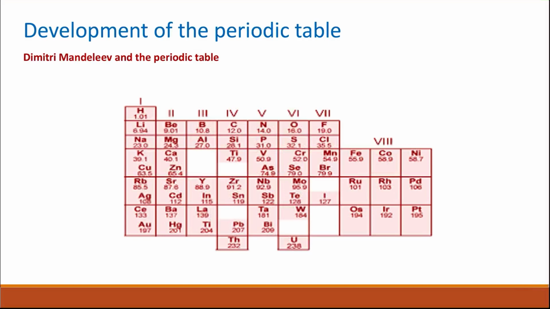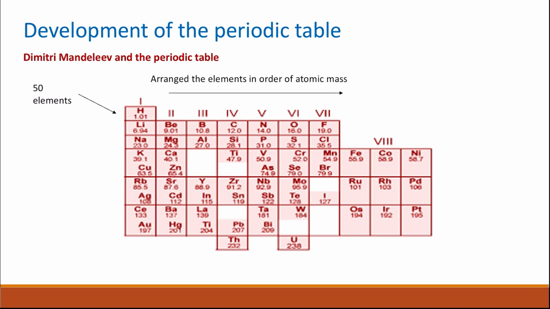In 1869, Dmitry Mendeleev developed his first periodic table. In this table, he took the known 50 elements at that time and arranged them in order of atomic mass. He didn't use the atomic number because the atomic number was not known at that time, only the atomic mass. And then he kept the elements of similar properties in the same column or in the same group.